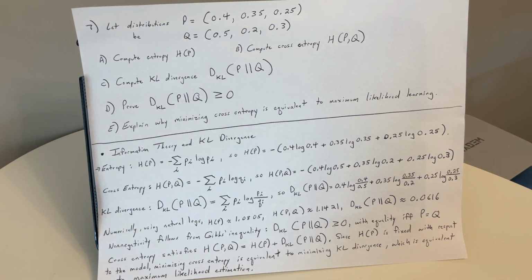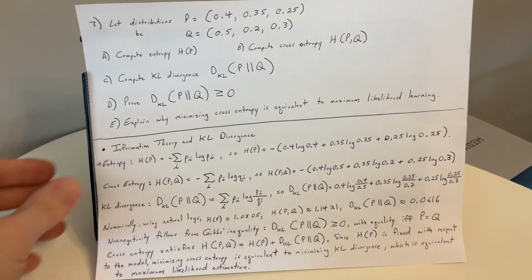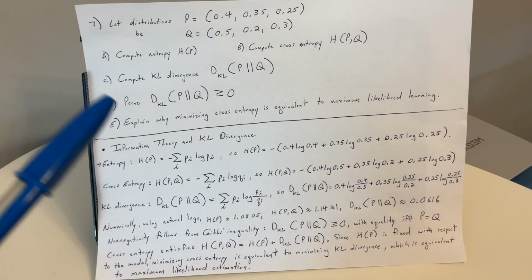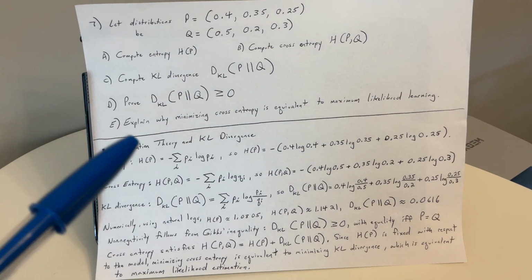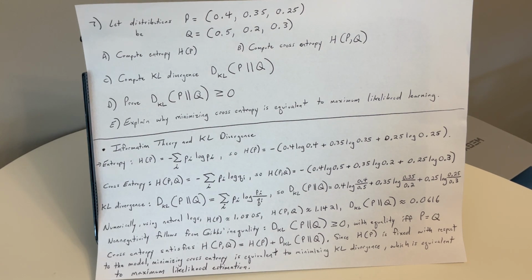Part A, compute the entropy H of P. Part B, compute the cross entropy H(P,Q). Part C, compute the KL divergence. Part D, we want to prove the following here for D sub KL, the Kullback-Leibler. And part E, explain why minimizing cross entropy is equivalent to maximum likelihood learning. So this is information theory and Kullback-Leibler divergence, KL divergence.